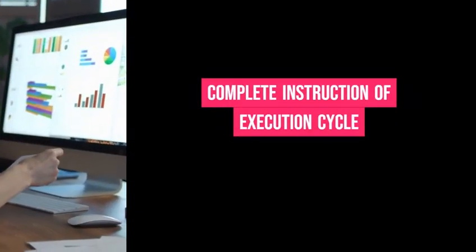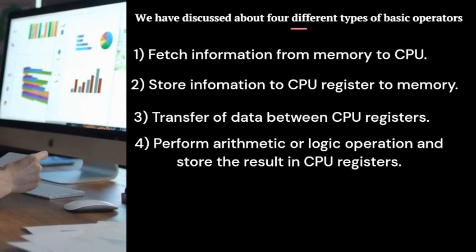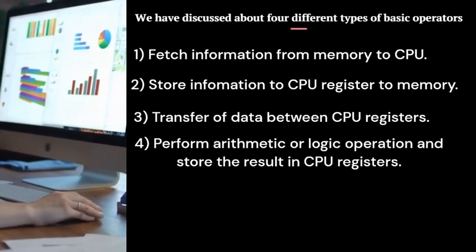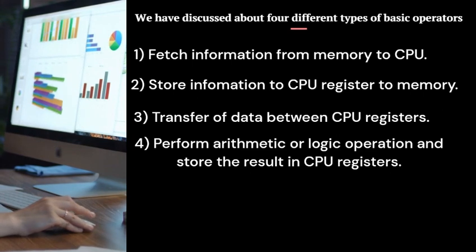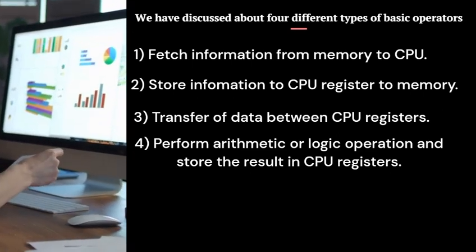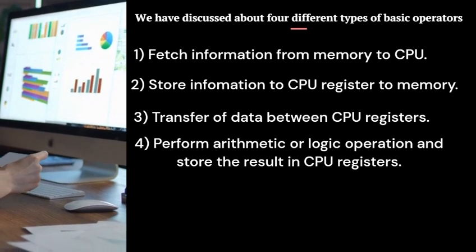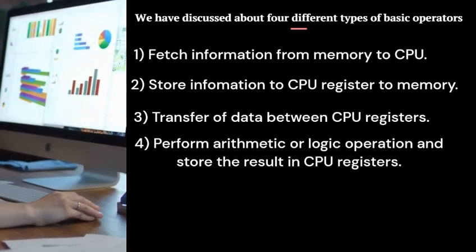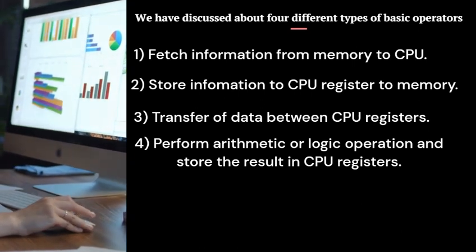Complete instruction execution cycle. From before, we know that there are 4 different types of basic operations. First one is fetching information from memory to CPU. Second one is storing information from CPU register to memory. Third one is transferring of data between CPU registers. And finally, the fourth one is performing arithmetic or logic operation and storing the result in CPU registers.